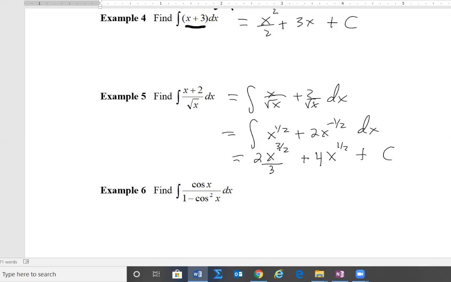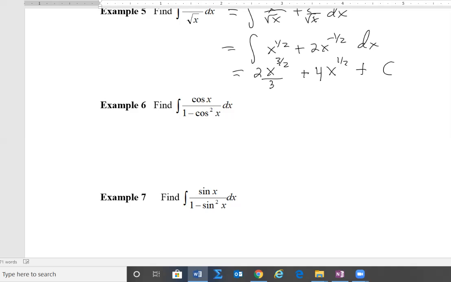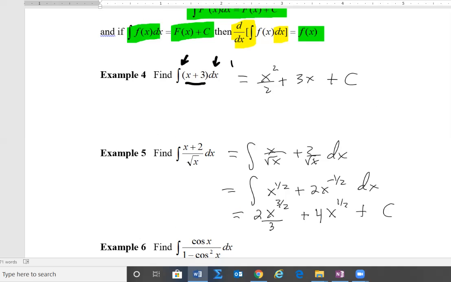So think about that a little bit, and we'll move to the next example on the next problem.